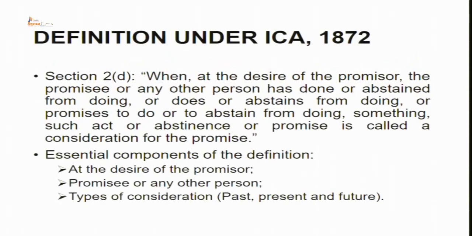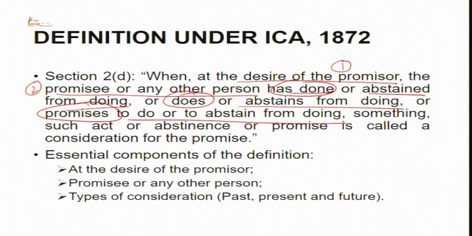Now, moving on to the definition of the term consideration as given under the Indian Contract Act 1872. I would like to read this definition for you, and then we will see how we can divide it into various parts and understand it. It says, when at the desire of the promisor, the promisee or any other person has done or abstained from doing, does or abstains from doing, or promises to do or abstain from doing something, such act or abstinence or promise is called a consideration for the promise.